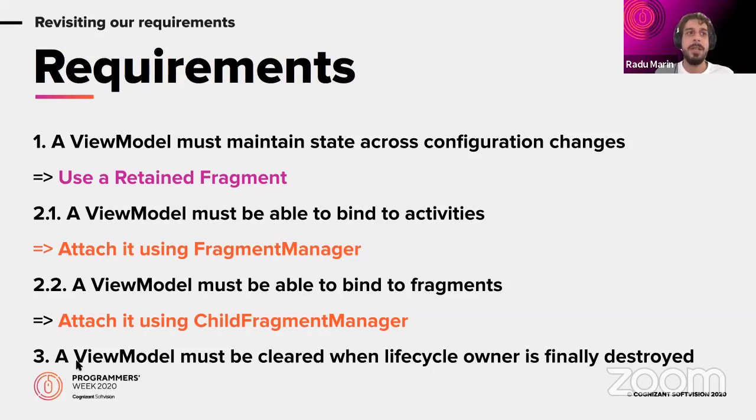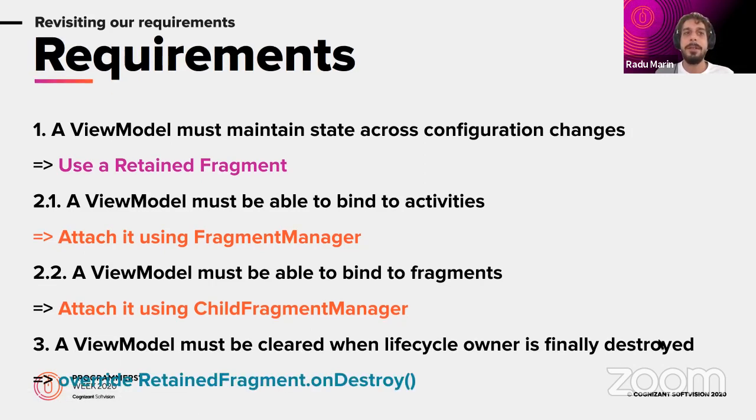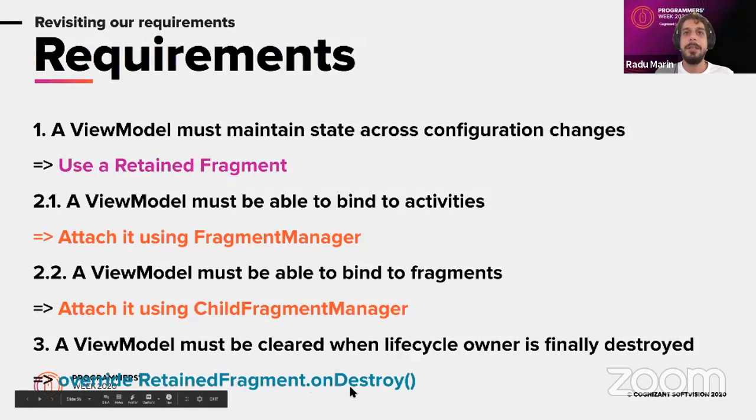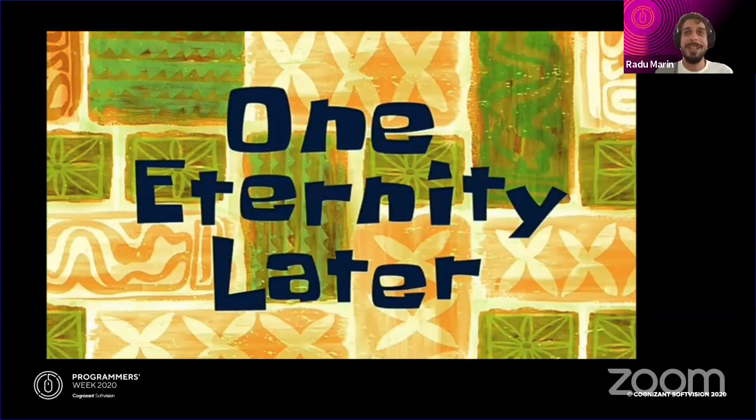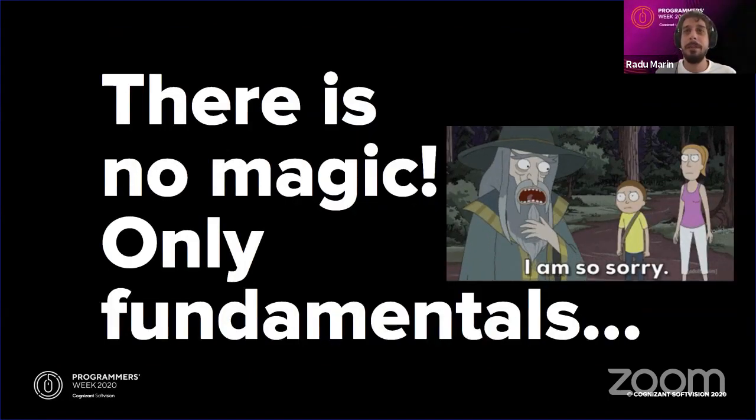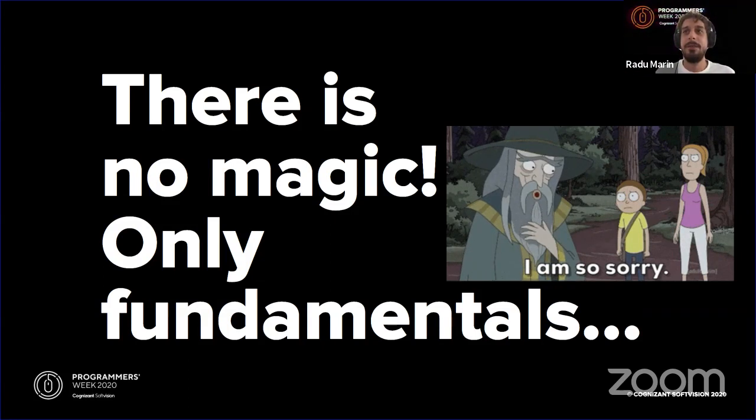And the last one is a view model must be cleared when the lifecycle owner is finally destroyed. So what do we do? We override the retained fragment's onDestroy. And that's it. We basically saw how we can recreate the behavior of the Jetpack ViewModel using simple things, right? So one eternity later, we finally reach a conclusion that it's actually possible to do it without magic. I'm sorry, people, magic does not exist. If you want to learn how things are done, just go to the fundamentals and understand what's going on there.